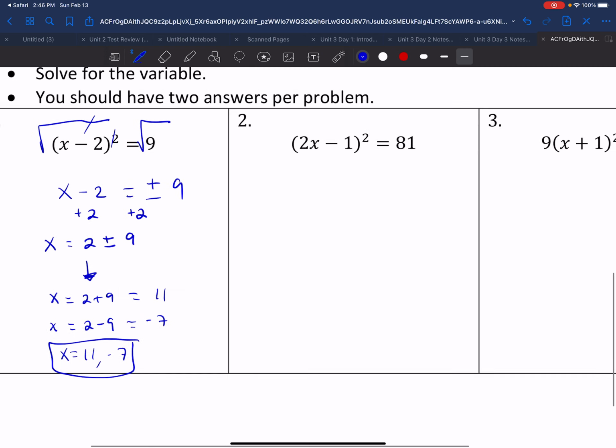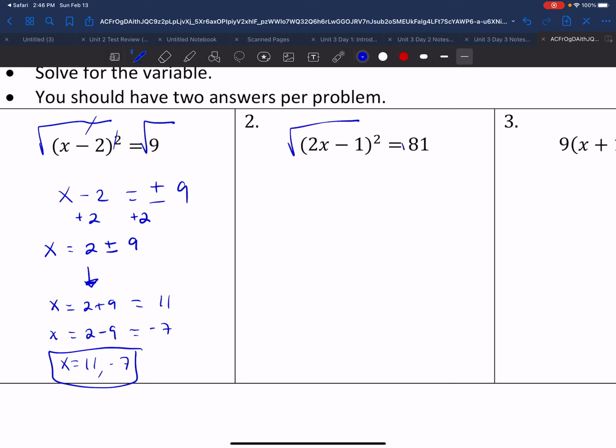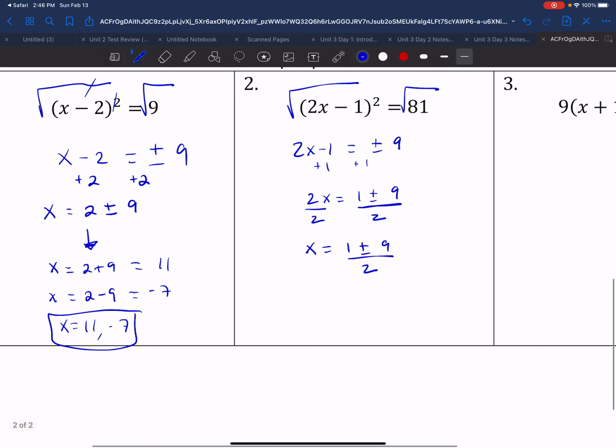Okay, here we go. Let's do number 2 together. Take the square root on both sides, and you're left with 2x minus 1 is equal to plus or minus 9. I'm going to go ahead and add 1 on both sides, so I'm left with what? 2x is equal to 1 plus or minus 9. And then divide both sides by 2. And you're left with x is equal to, ooh, this is going to be so gross, 1 plus or minus 9 over 2.